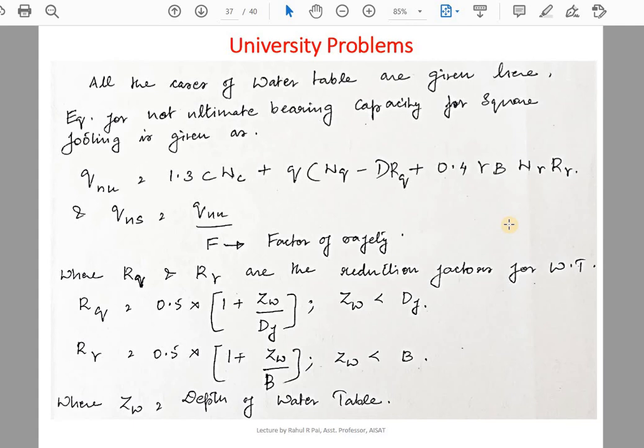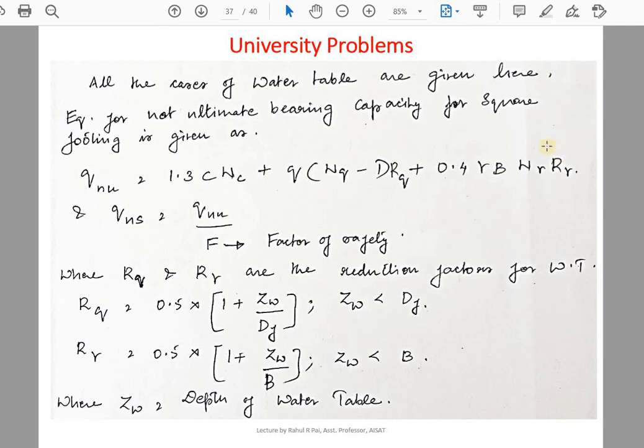Only take the reduction factor of 0.5 whenever the soil is submerged. If the soil is not submerged, then this gamma must be the bulk weight of the soil. You must not take the saturated weight. Saturated weight must be taken only when the soil is submerged. So when the soil is submerged, you take the saturated weight of the soil as well as the reduction factor of 0.5.